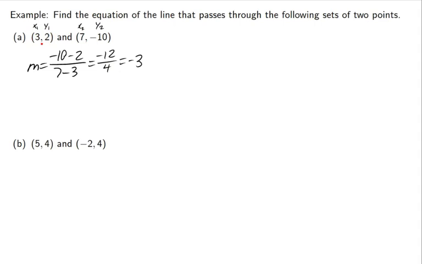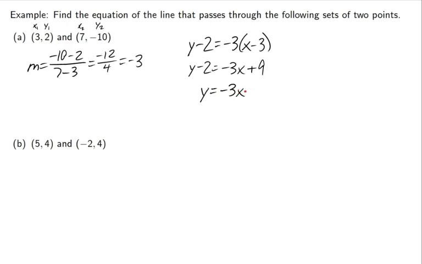I choose the one that I labeled x1, y1. The formula is y minus y1, which is 2, equals m times x minus x1. Make sure you choose both the y and the x from the same point when using this formula. I get y minus 2 equals -3x plus 9, distributing the -3. Adding 2 to both sides, I get y equals -3x plus 11.